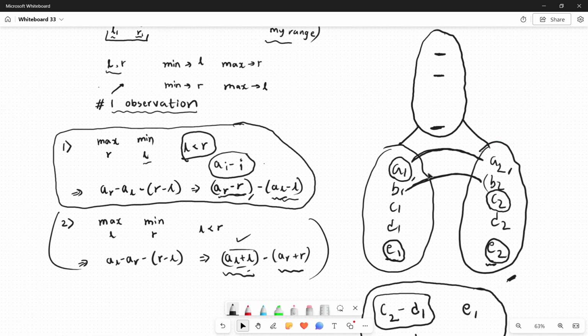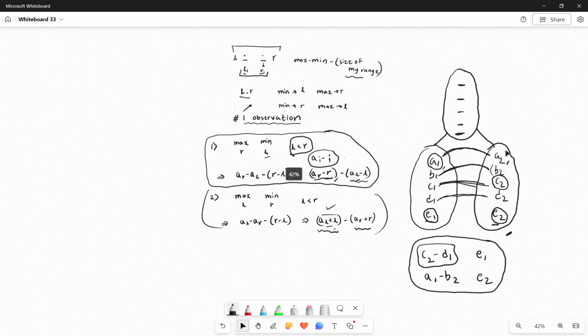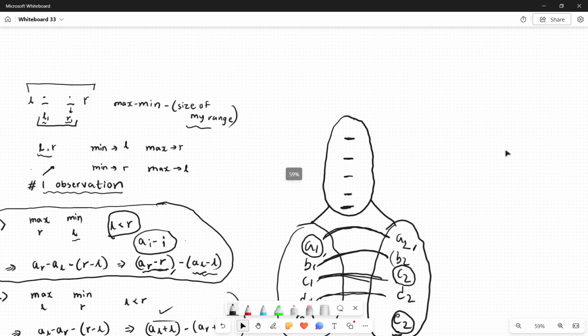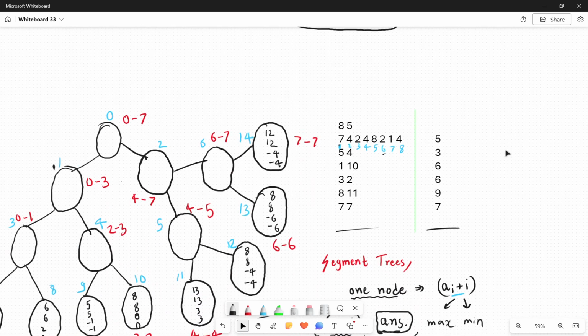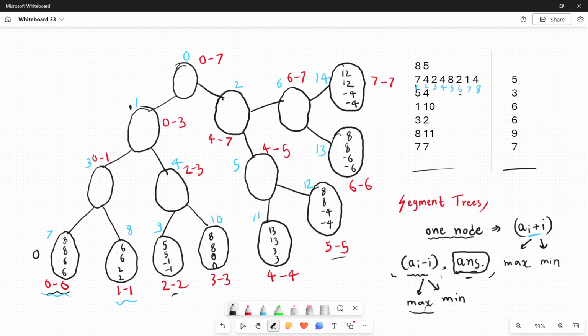My third value is going to be the maximum of c1 and c2. My fourth value is going to be the minimum of d1 and d2, and that is how you keep on merging the nodes. So we'll try to do that here. See, the answer for all these nodes is 0 initially.